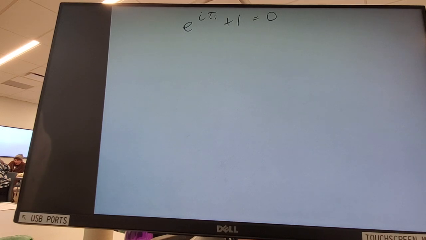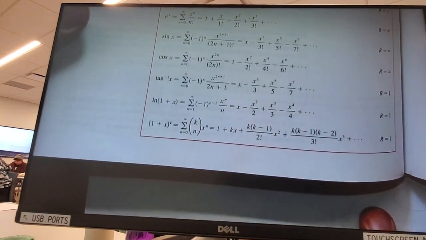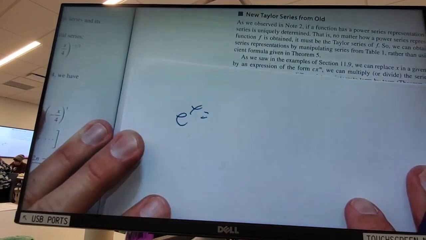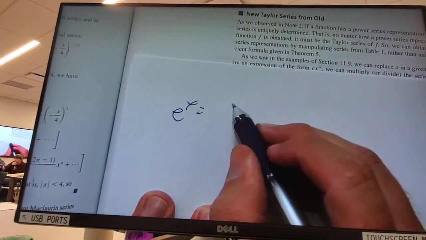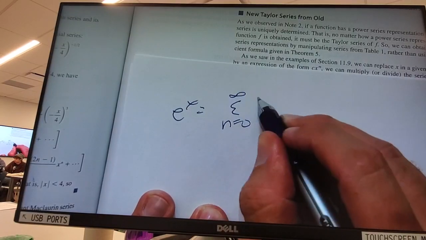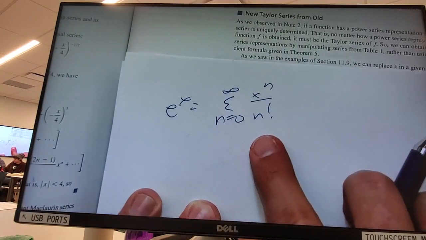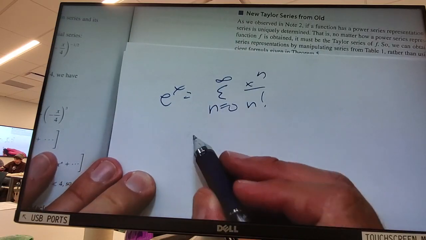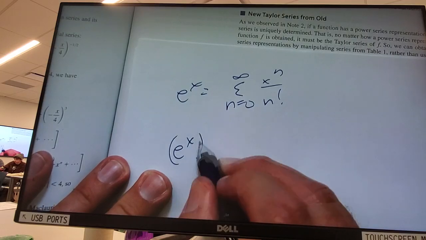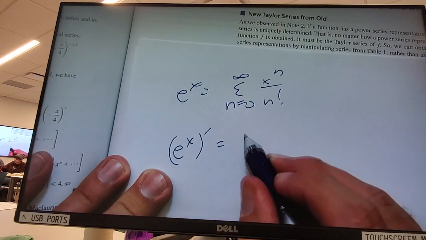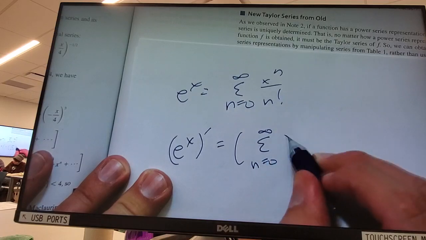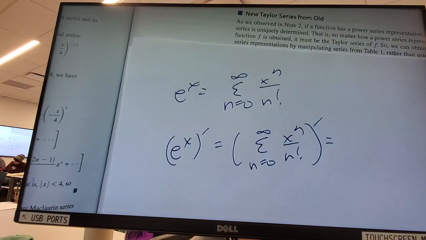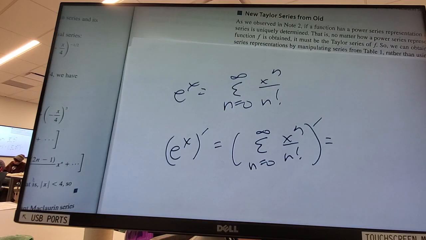All right, so if I take any of these, let's do e to the x, because it's a nice one. Just to kind of bring this back, that's the sum, n equals 0 to infinity, x to the n over n factorial. Look at that, beautiful. E to the x is a superstar. Real quick, just to get something we know, if I take the derivative of this, what should happen? It should be the same.